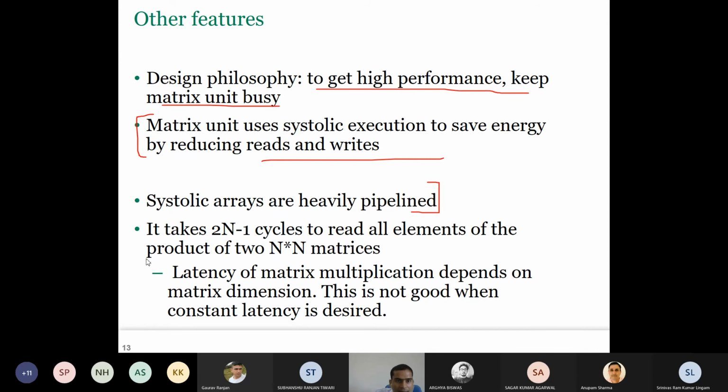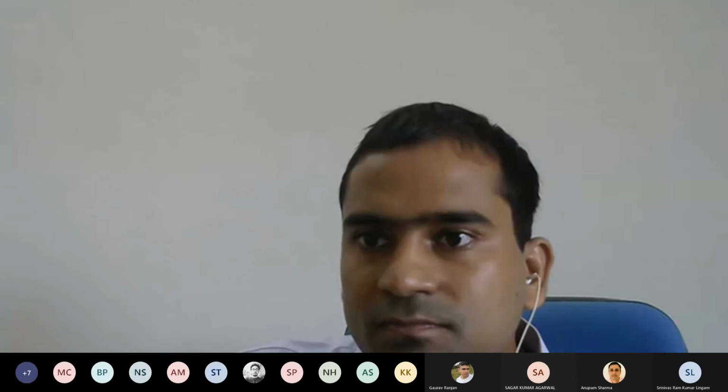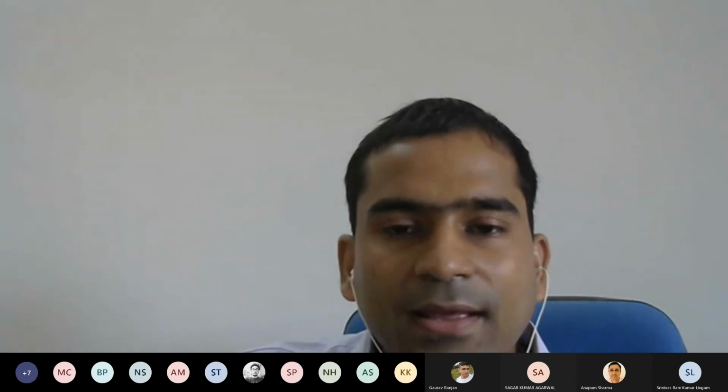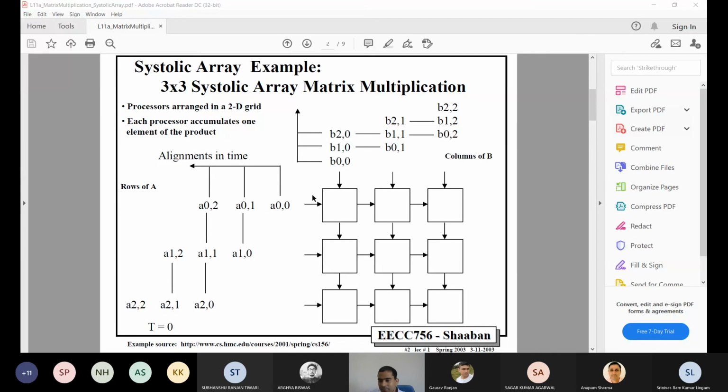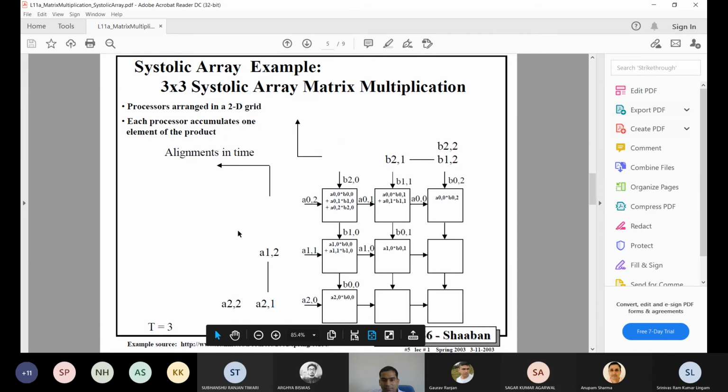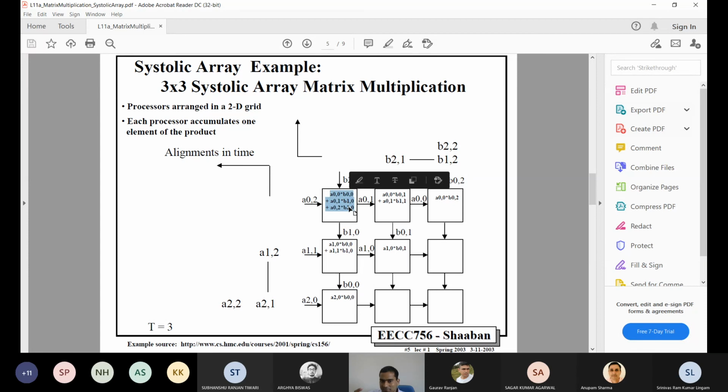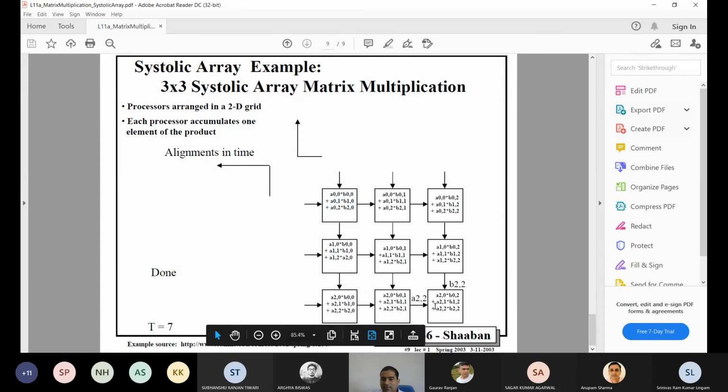Here we have n equals 3. So what is the value of 2n minus 1? It is 5. Now let us see how it takes 5 cycles. The first output becomes ready at cycle number 3, and the last output becomes ready in cycle number 7. So 3, 4, 5, 6, 7: 5 cycles it has taken to read all elements of the product of two n cross n matrices.